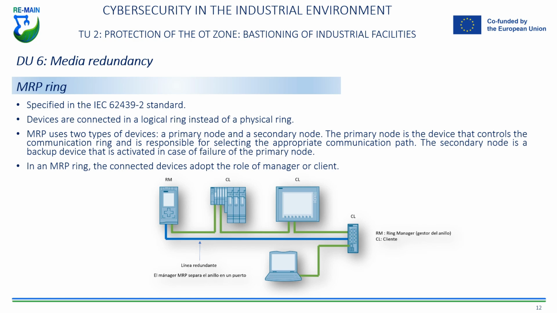When a failure occurs on the ring, MRP detects the failure and the secondary node is automatically activated to restore the connection. The recovery process is fast and no data loss occurs. In addition, the MRP protocol supports the integration of multiple redundant rings, providing a higher level of redundancy in the event of a failure of the main ring.